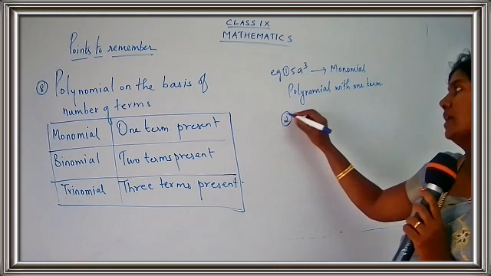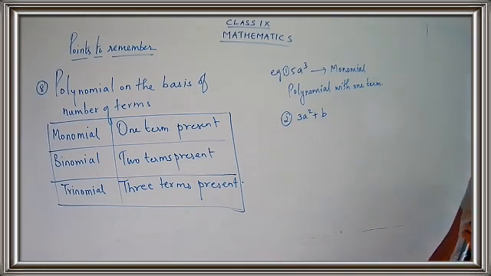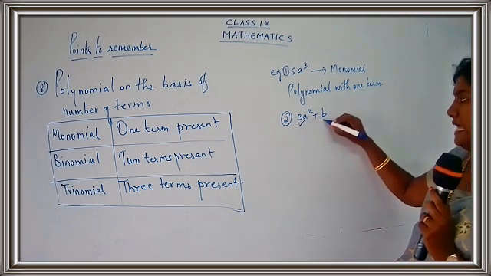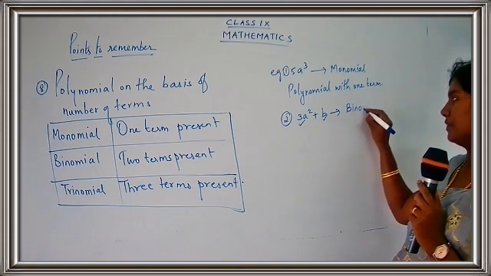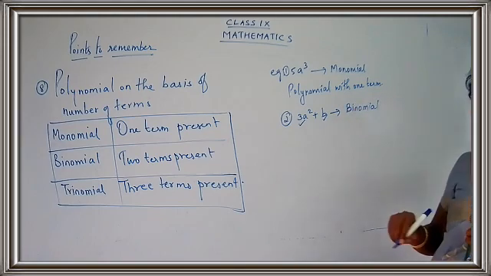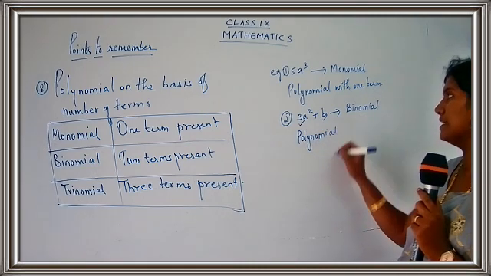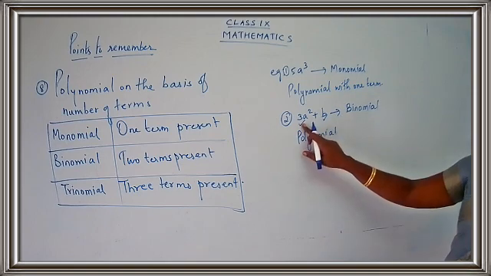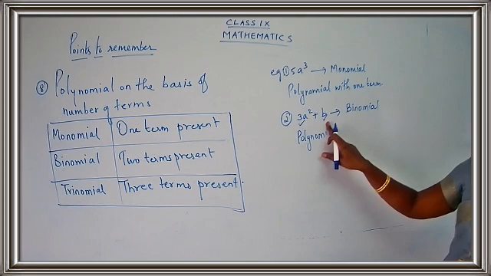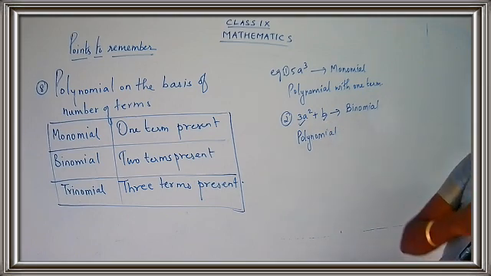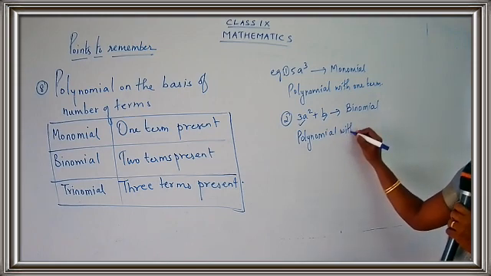Okay, second one. 3a square plus b. So how many terms are present here? One term, and this is the second term. You should say this is a binomial. Why do you call it a binomial? It is a polynomial with two terms. How many terms are present here? Two terms. What is the first term? 3a square. What is the second term? b is the second term. So you have the first term and the second term. If you have two terms, you have to call it a binomial.